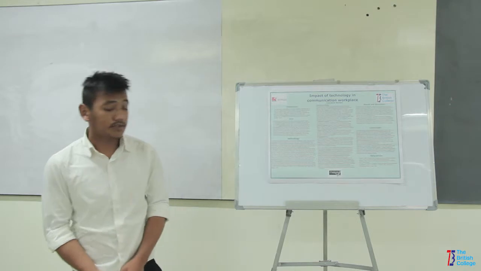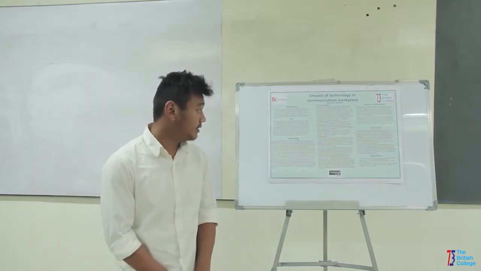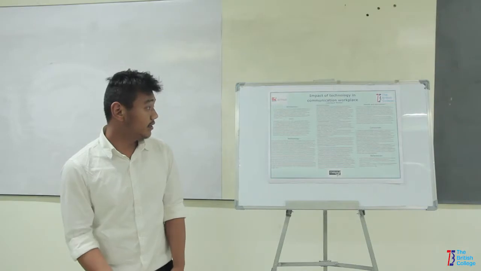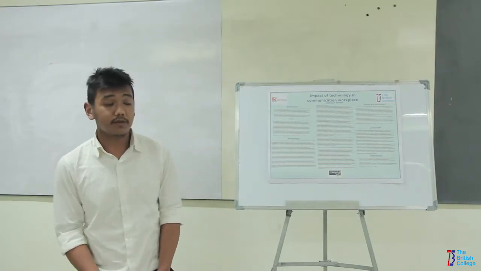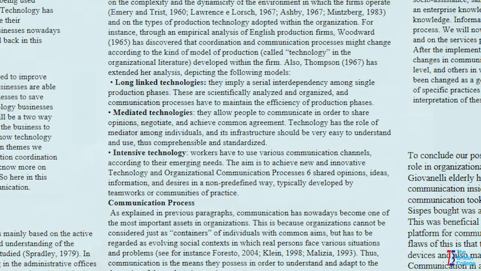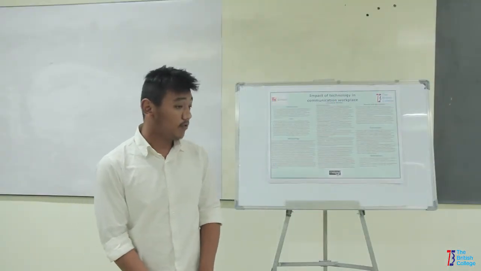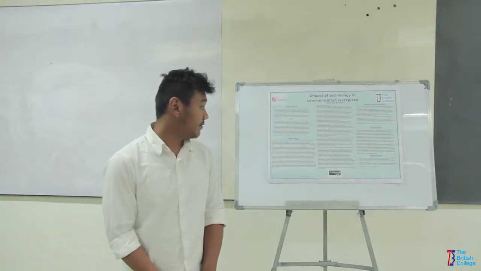And according to Thompson, there are three theories that he has described. One is long-link technology. It's basically scientifically analyzed technology. It is basically used in the production phase. And the other one is mediated technology. It's very easy to use, and how it works is passing messages to the employees through emails or Trello, the new technology that has come.